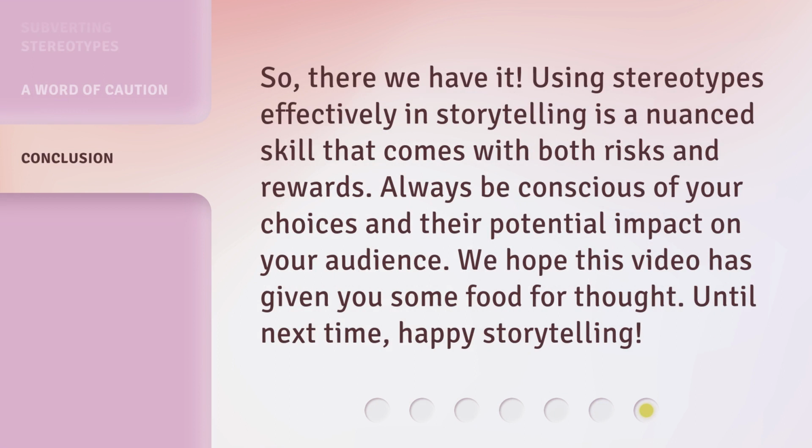So, there we have it. Using stereotypes effectively in storytelling is a nuanced skill that comes with both risks and rewards. Always be conscious of your choices and their potential impact on your audience.